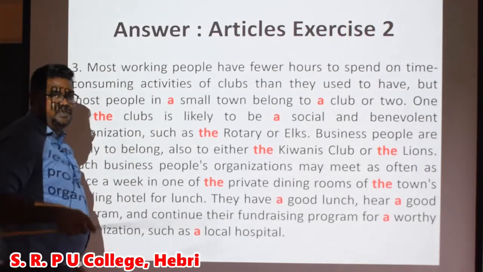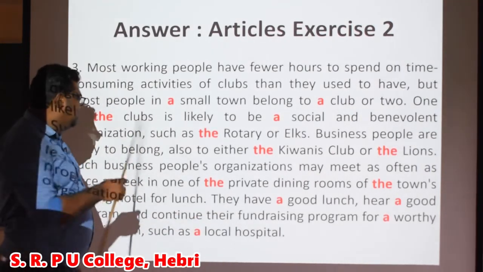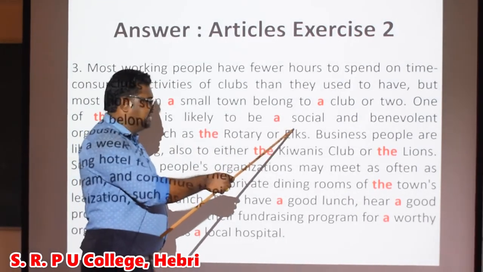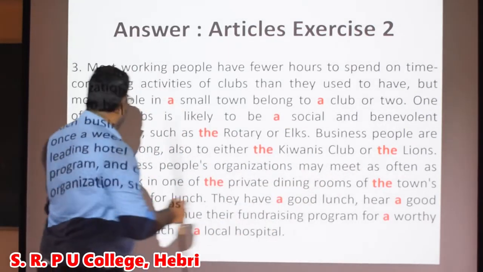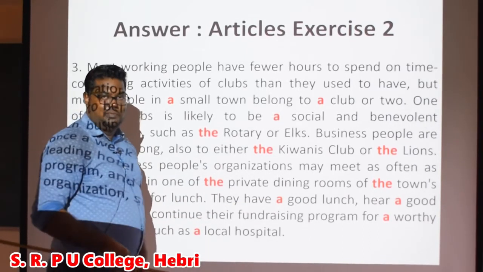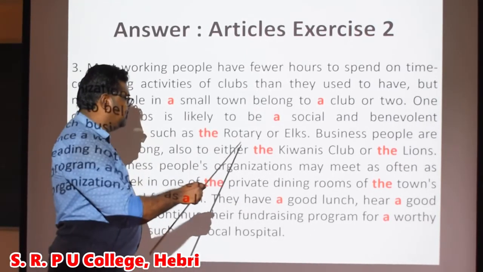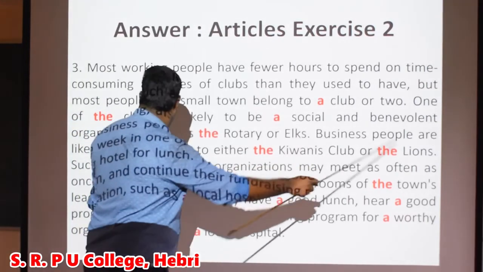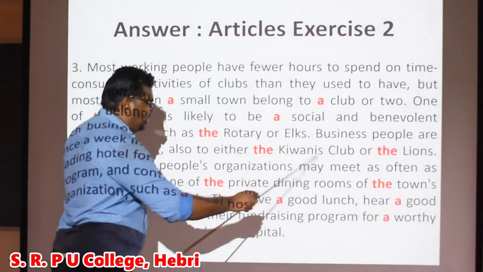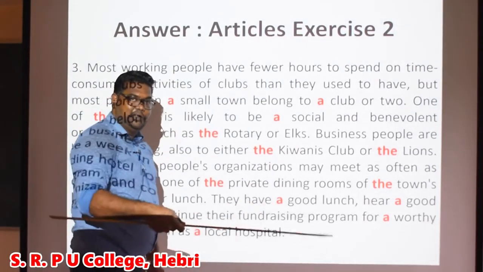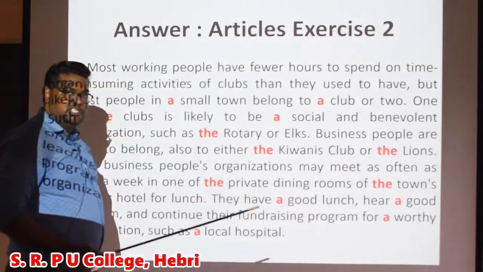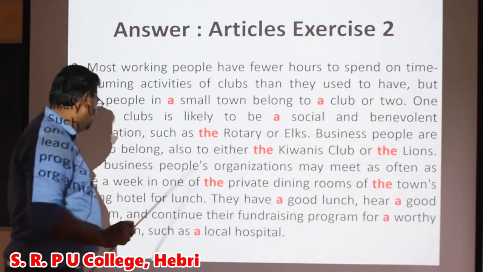One of the clubs. Now we are specifying the particular club. One of the clubs is likely to be a social, social starts with a consonant, and benevolent organization such as the Rotary. We are specifying a particular club here. We know which club we are speaking about. The Rotary or Elks. Business people are likely to belong also to either the Kiwanis club. Once again, we are specifying a particular club. The Kiwanis club or the Lions club. When you specify something, we use definite article the.